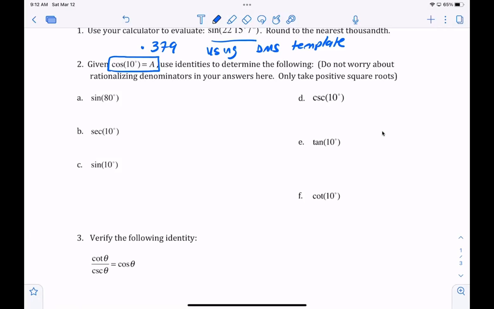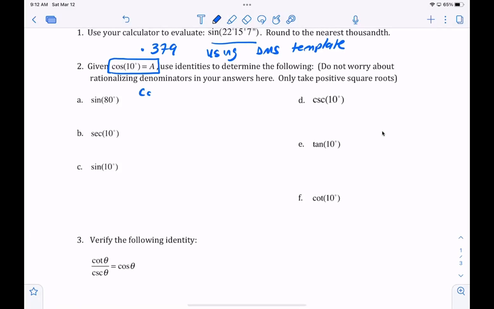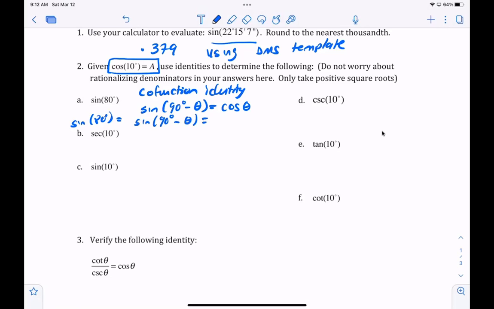So you'll notice that 10 degrees and 80 degrees are complementary. When you have complementary angles, you'll want to think about the cofunction identities. So the cofunction identity here is that sine of 90 degrees minus theta is equal to cosine of theta. So if 80 is 90 degrees minus theta, that means that theta here is 10 degrees. So this will be sine of 90 degrees minus 10 degrees.